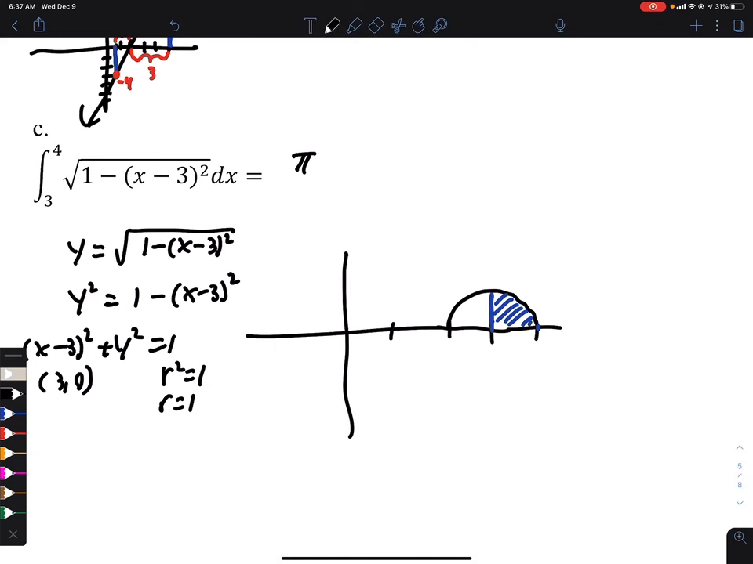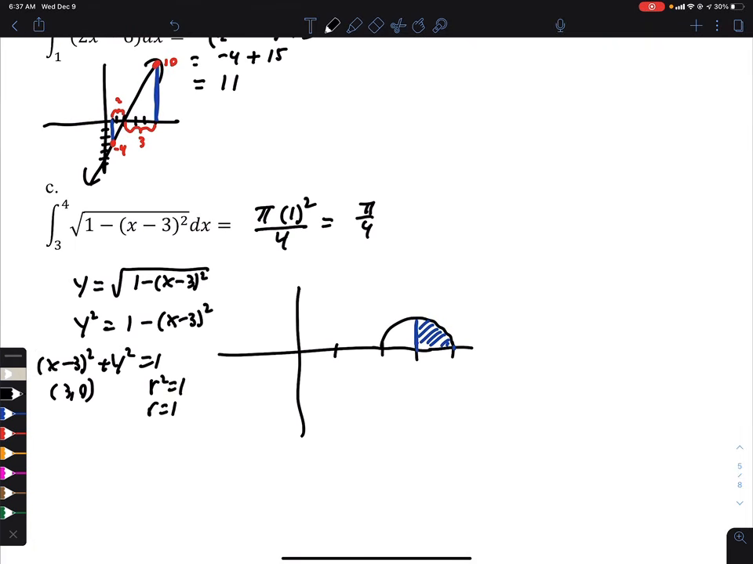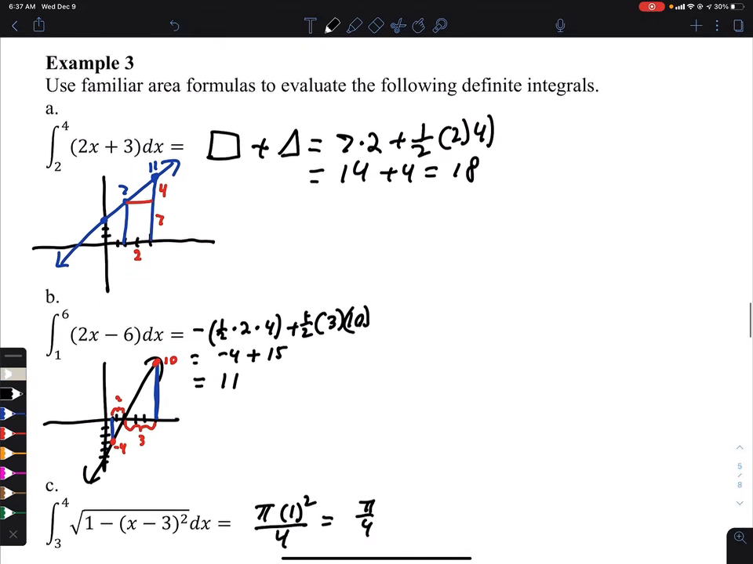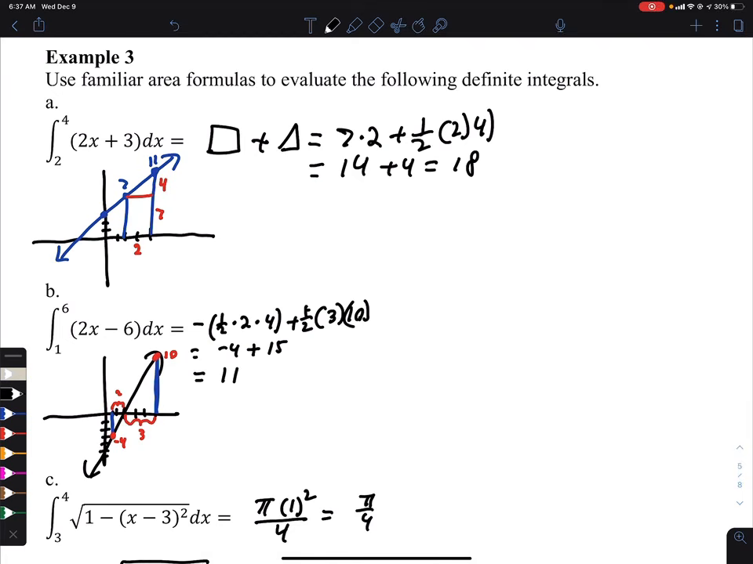Pi r squared. Our r is 1, but this is not a whole circle. Of the circle, we only have 1/4, so we divide that by 4, so the answer is pi over 4. Hope you guys got that. We have done 3 definite integrals by using the area of familiar shapes.